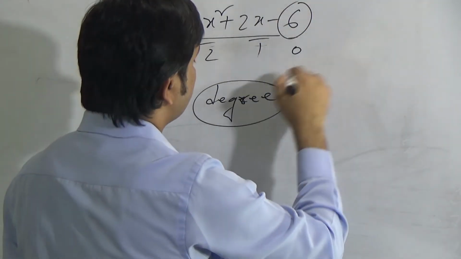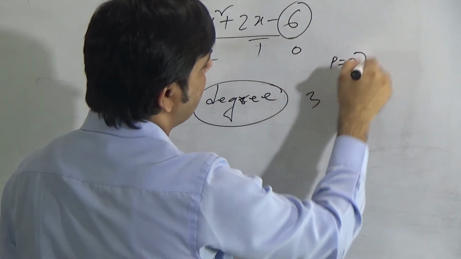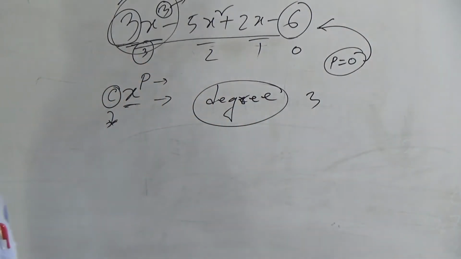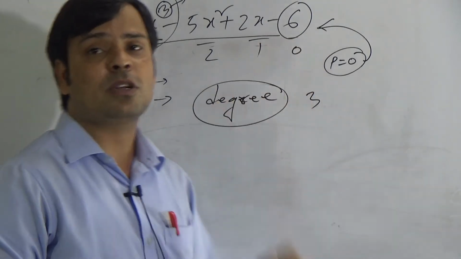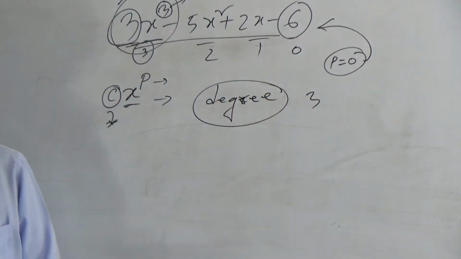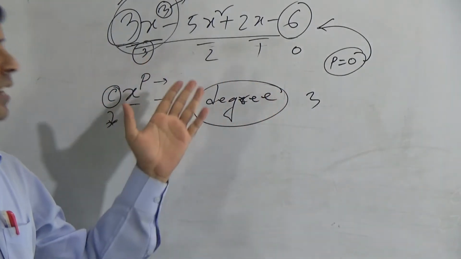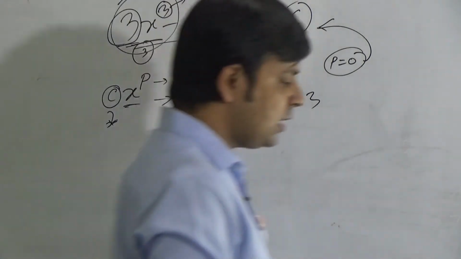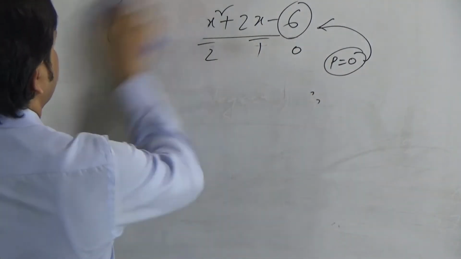And the term 6. Here the index of x is 0, or value of p is 0 in the last term. So this term does not contain the variable. So this term is known as constant term. The term not containing variable is known as constant term. Dear students, now we will learn polynomial of two variables.